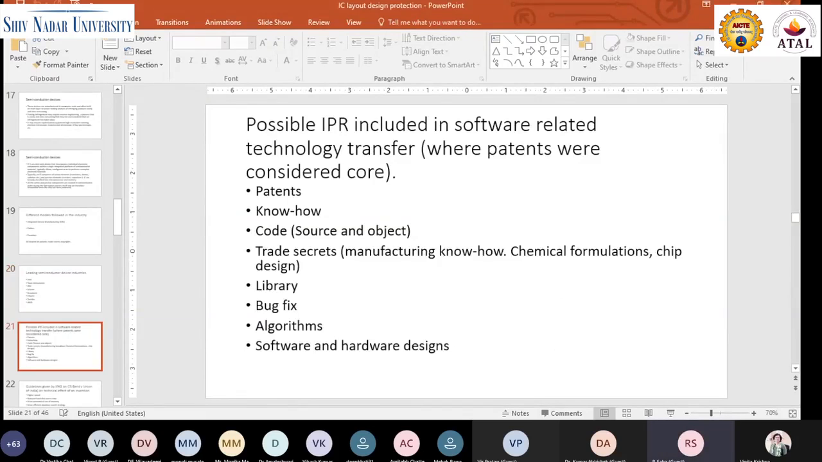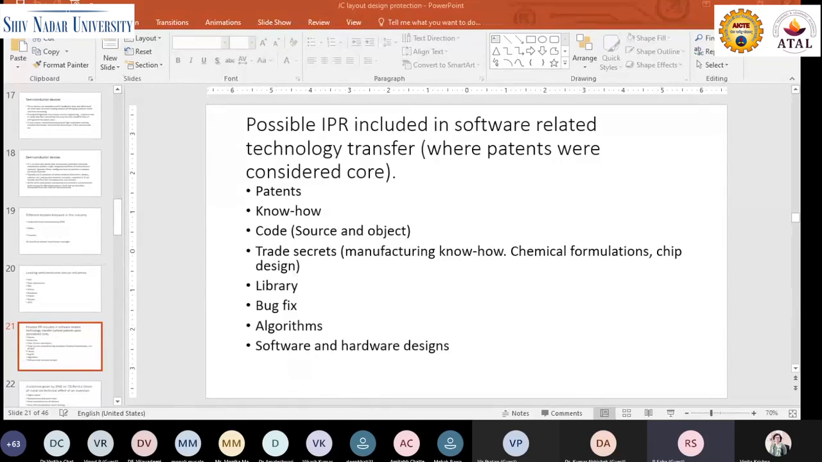So, what are the possible IP included in software-related technology? As I mentioned, whenever we talk about digital technologies, software has an important part. So these are the different IP routes which these companies may take. Patents; know-how, which is basically your manufacturing processes, design methodology, design philosophy, codes, source and object code related to software. And we have trade secrets, as I mentioned. I'll give you an example of how these companies actually go about protecting trade secrets.